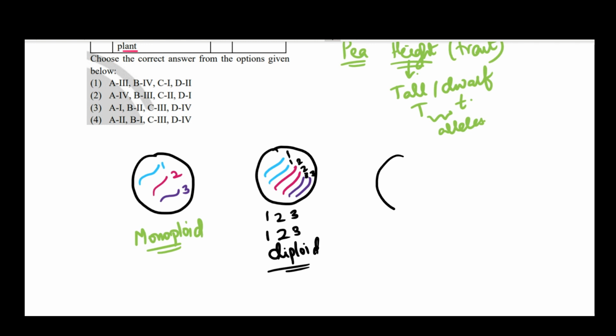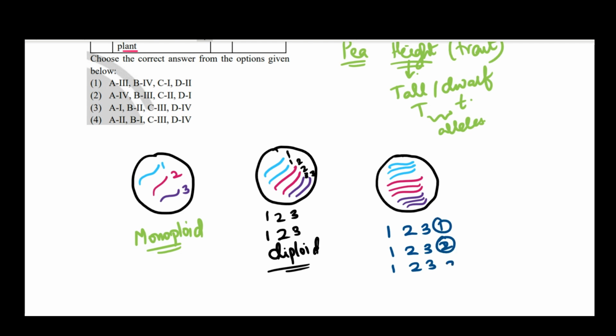Now let us consider one more case. Inside the nucleus you have chromosome 1 3 copies, chromosome 2 3 copies, and chromosome 3 3 copies. Now how can we arrange them as sets? Chromosome 1 2 3 as one set, again chromosome 1 2 3 another set, chromosome 1 2 3 in the third set. So in total you have 3 sets. Such a cell is said to be triploid.